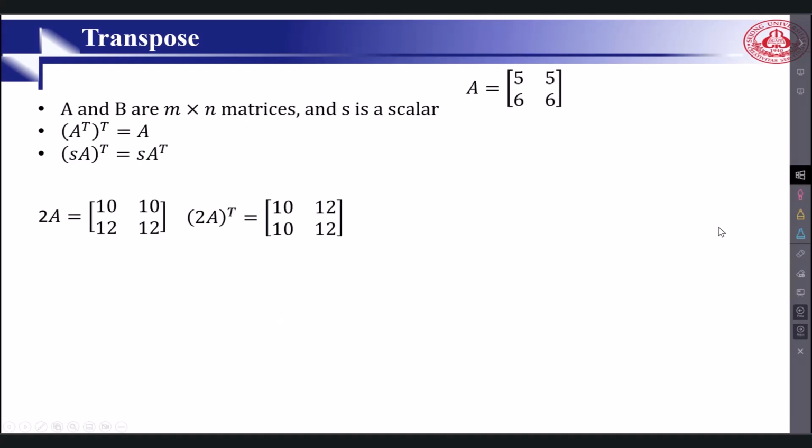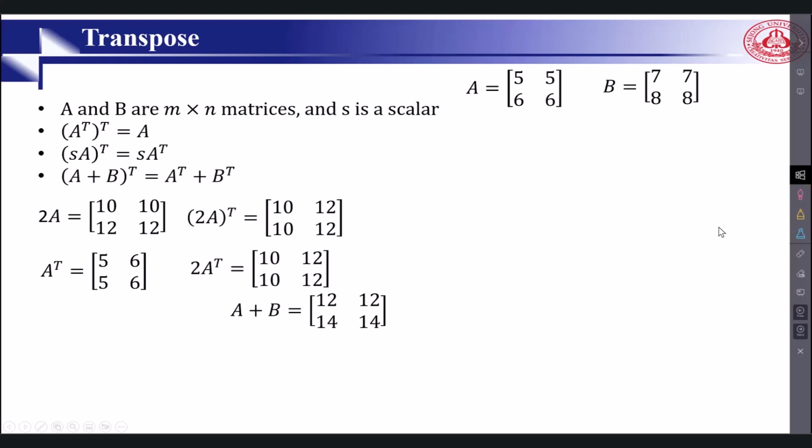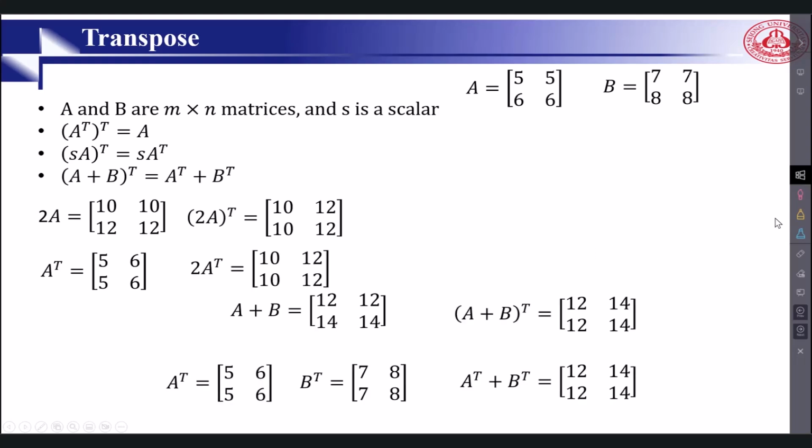So these are the properties of transpose. Here we have A and B, and A and B are m by n. You can see these are two matrices that we have, and S is also a scalar. So (A transpose) transpose means once we flip the rows and columns, then again we flip them. It means we go back to the first version. So transpose of transpose is equal to A.